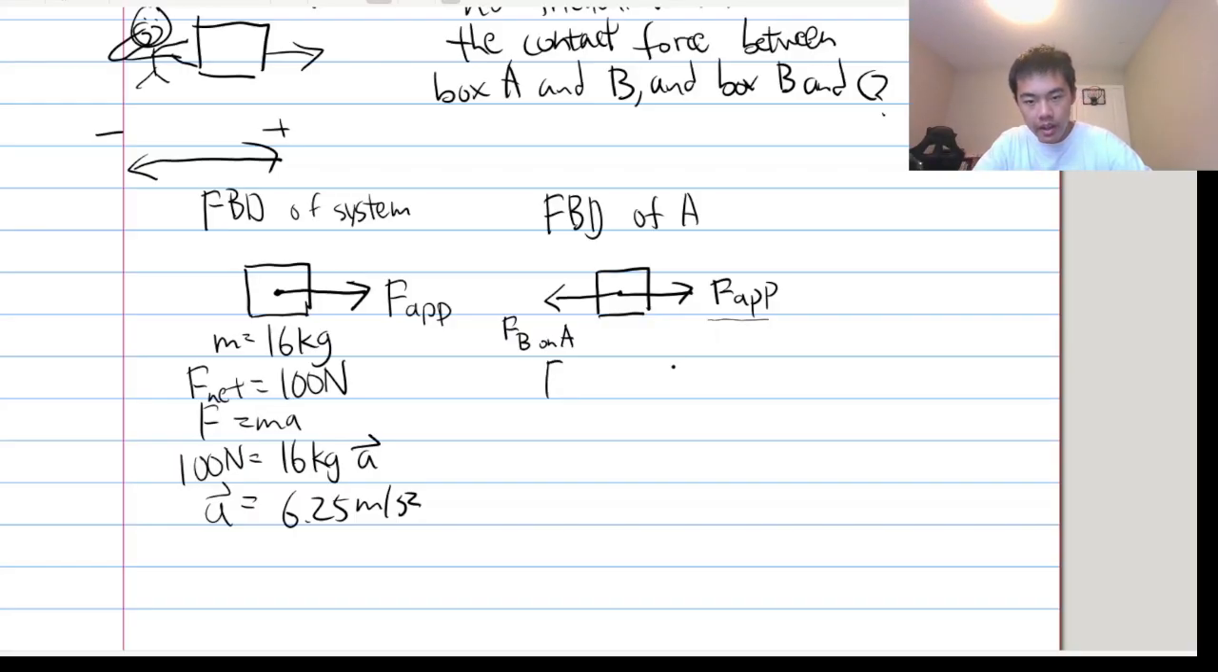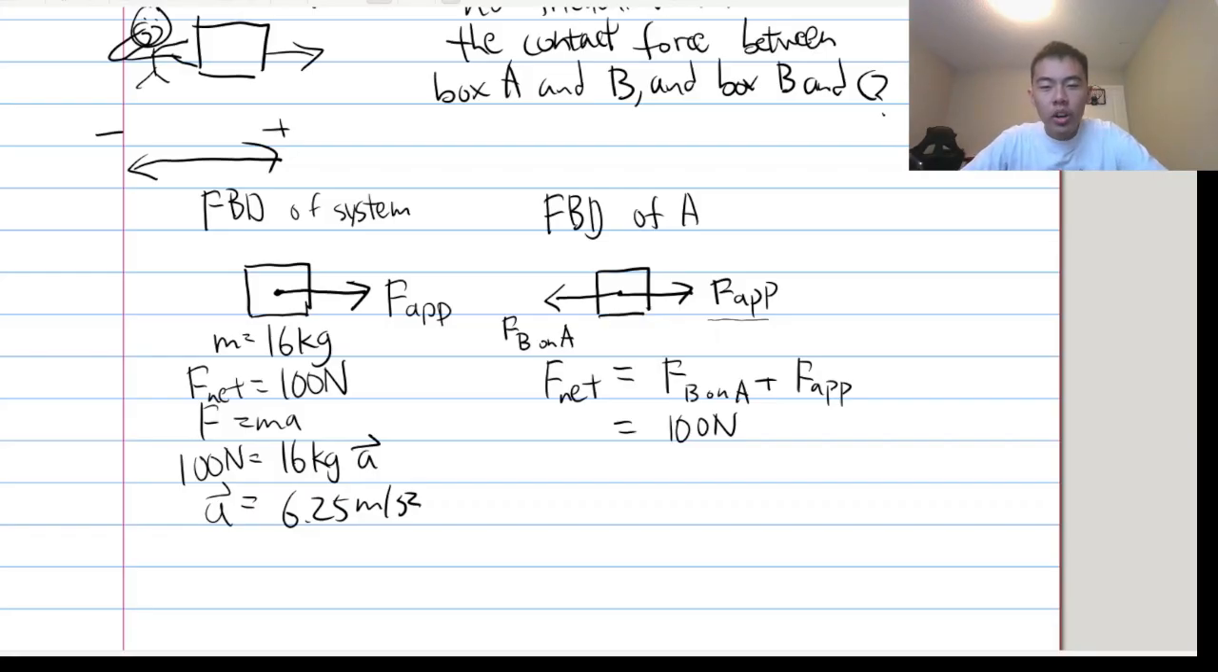We're trying to find the net force. So the net force of box A is equal to force of B on A, which is negative, plus force applied, which we can now substitute because we know that the applied force is equal to 100 newtons. However, we don't know what the force of B on A is yet. What else do we know?